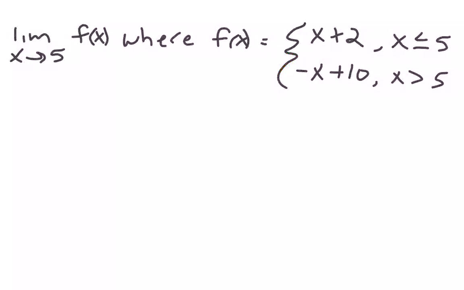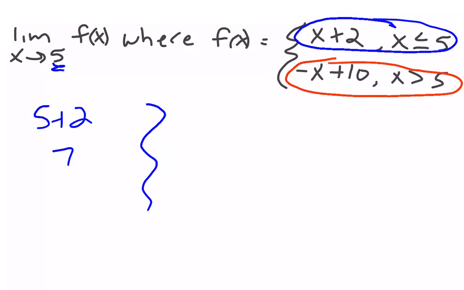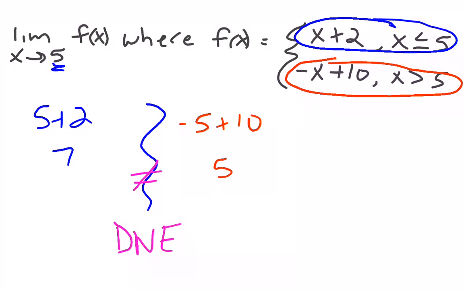So we'll do the same thing with the next problem. The limit as x approaches 5, so I need to substitute it into my first piece. So 5 plus 2, which would be 7. Now I need to substitute it into my second piece, so negative 5 plus 10 would be positive 5, and since these are not equal, we would say that the limit does not exist. The limit as x approaches 5 of f of x does not exist. That's it.